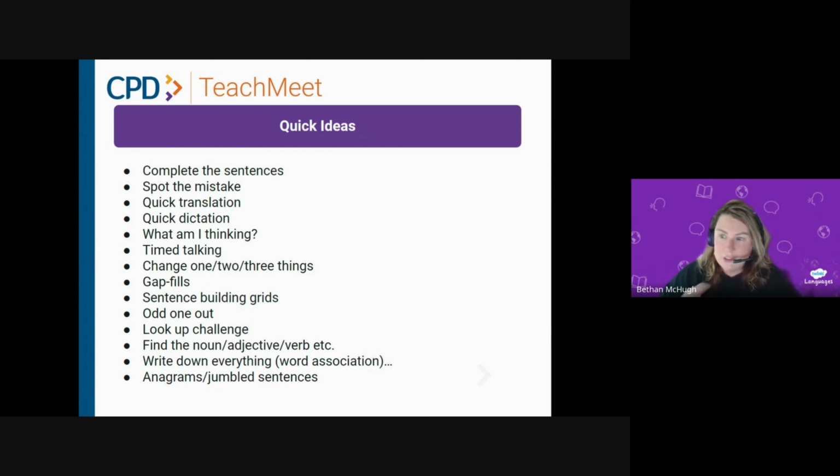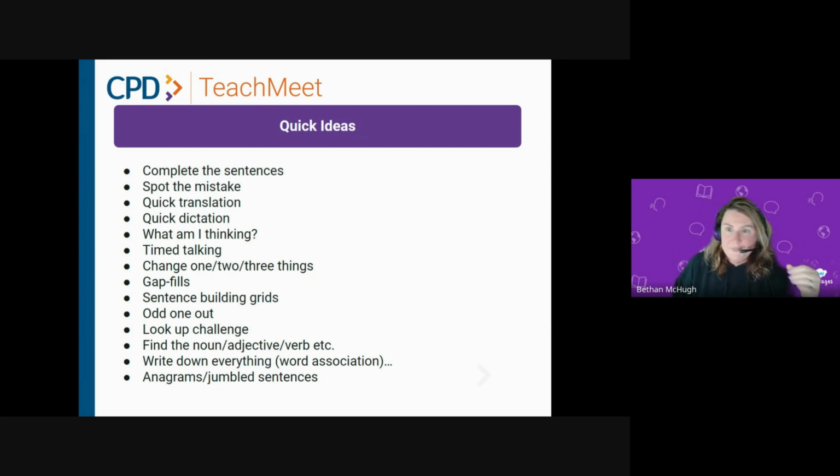Gap fills are great, but do obviously require some preparation. But if you've got some quick sentences, it's very easy to just cover something up and block those out. Sentence building grids are wonderful, particularly as they tend to be used now like a knowledge organizer or a word map, that children can have and they can start building some sentences. An odd one out, so you just write a pile of nouns on the board and one of them is a verb, and which one is it, the odd one out?